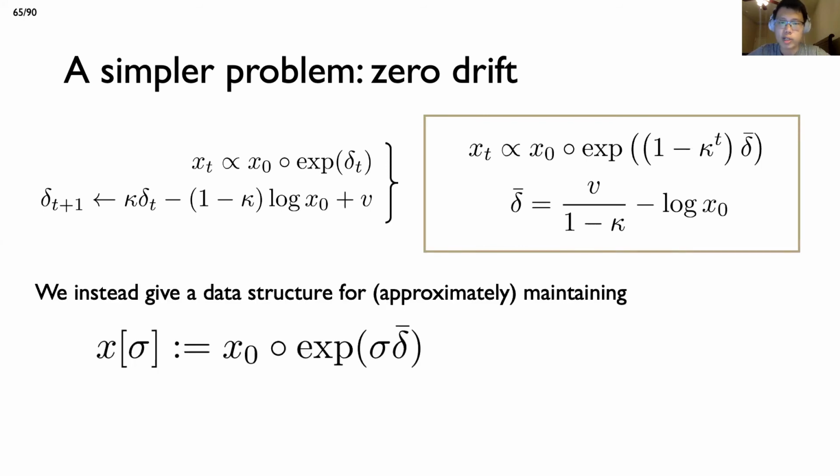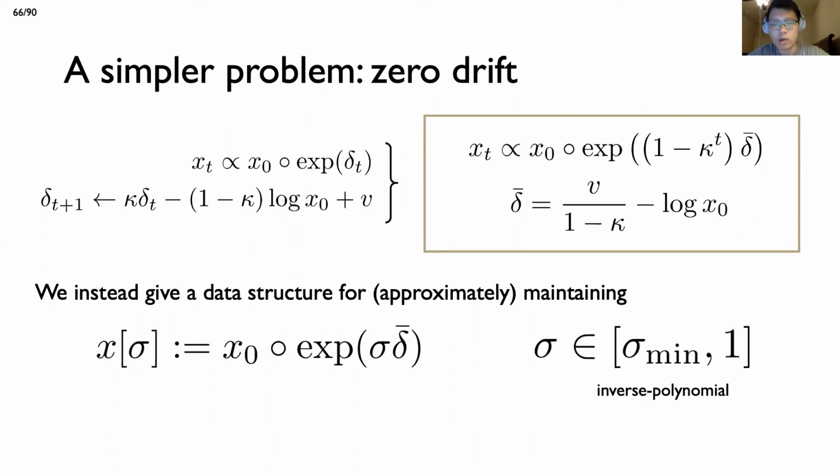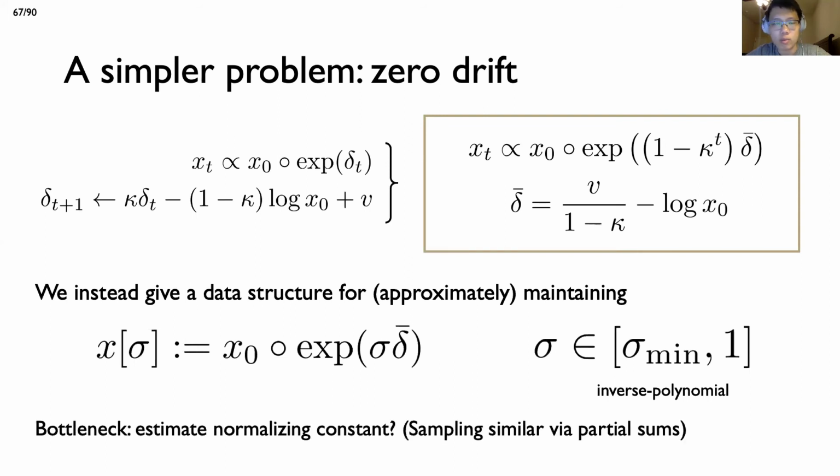We actually develop a more general data structure, which can maintain access to queries of the form x0 times exp of sigma times bar delta. Sigma is allowed to be anywhere in the range sigma min to 1, where sigma min is inverse polynomial, not just values of the form 1 minus kappa t. The bottleneck for this is actually just estimating the normalizing constant of x sigma. Since x0 and bar delta are stored explicitly, we can compute any coordinate of x sigma in constant time. So we just need to normalize it onto the simplex.